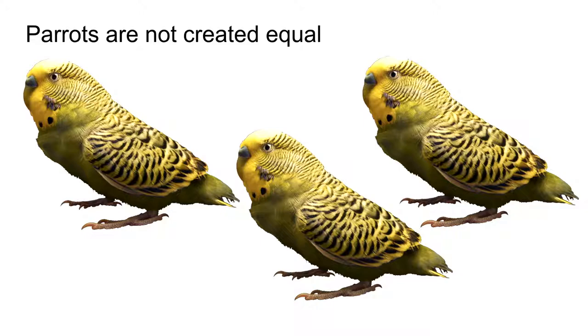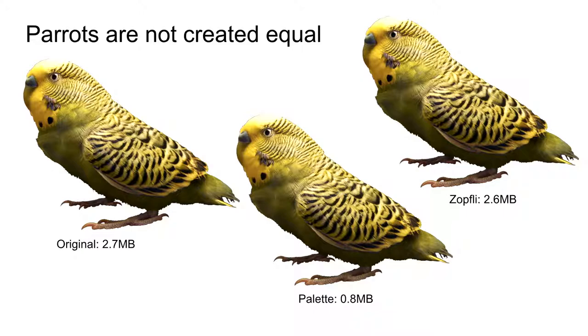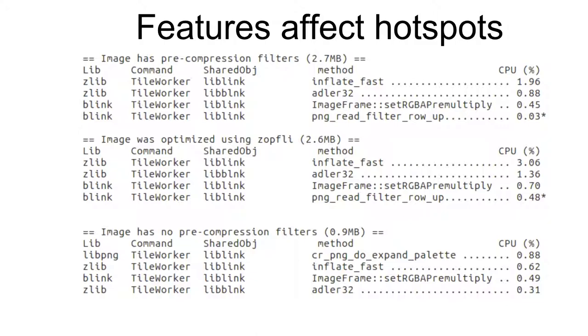So the original image was 2.7 megabytes. And if I used other compressors, or if I optimized it for the palette, I could have a quite different size. So one question is, depending on the encoder, would that change the behavior while performing the decoding? And the answer is yes. Depending on the encoder, you can actually spend 50% more time.